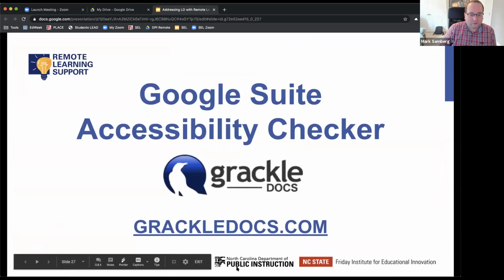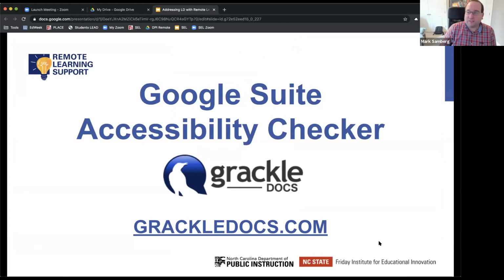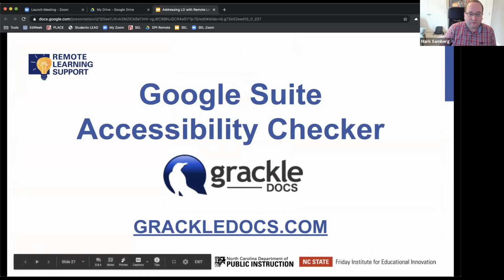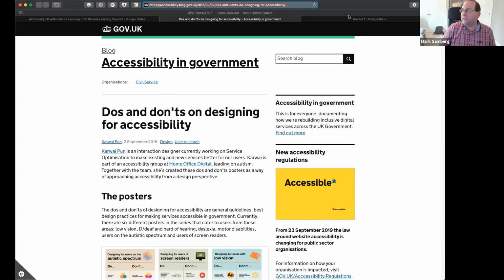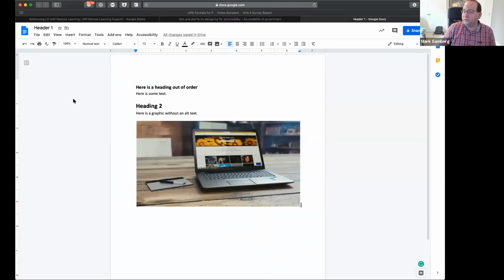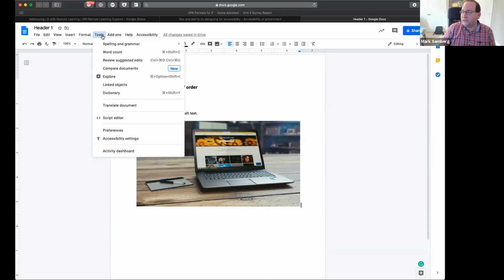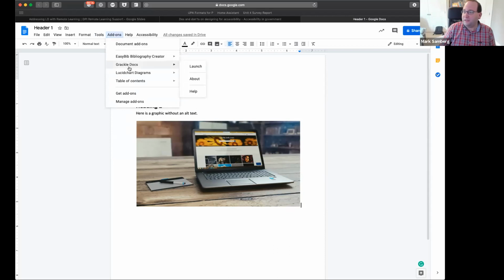So I want to show you this tool called Grackle Docs, which lets you check your Google Docs for accessibility. In Google Docs, once you install the Grackle Docs add-on, you can go to your add-ons menu, go to Grackle Docs, and launch.